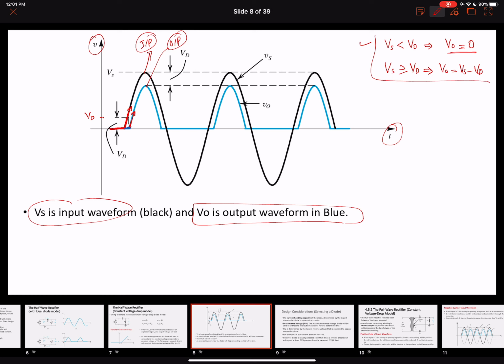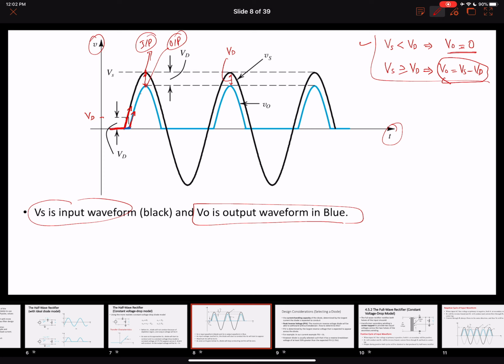So the maximum output voltage that we're going to get is Vs minus VD. That is why the output will never reach the input peak. When the input reaches its peak, there is going to be a difference, a potential drop of VD over here. So this potential drop is also equal to VD.